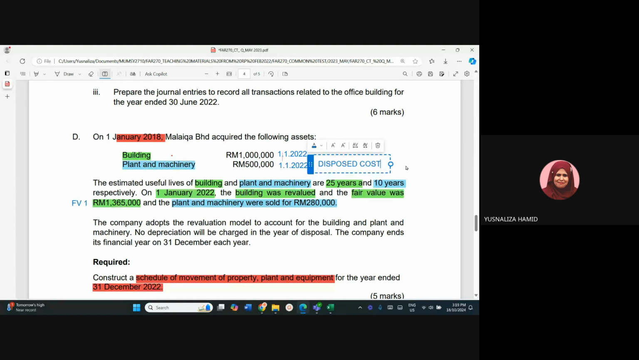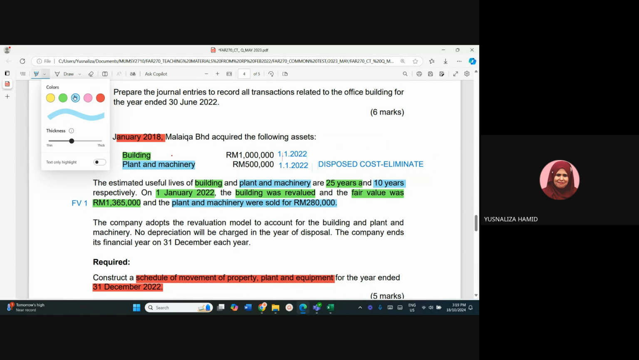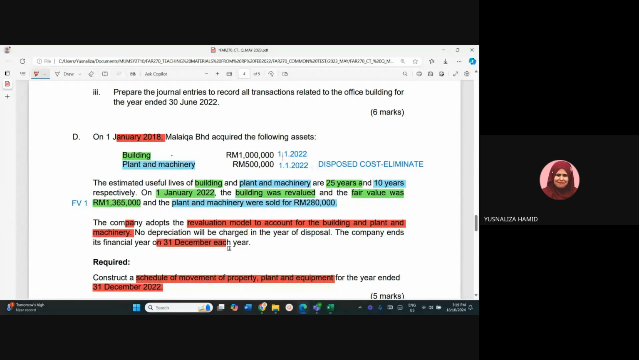So this disposed cost must be eliminated or must be derecognized. So you need to go and eliminate this. Eliminate means you need to eliminate by debiting disposal, and crediting plant and machinery. So you have been informed that the revaluation model for the company was used. So this revaluation model was used for both building and plant and machinery. No depreciation will be charged in the year of disposal, which means that this is yearly basis, and the year end of the company is 31st of December each year.